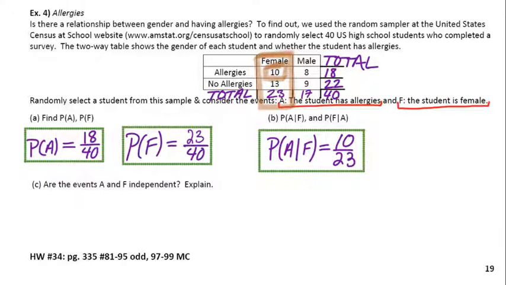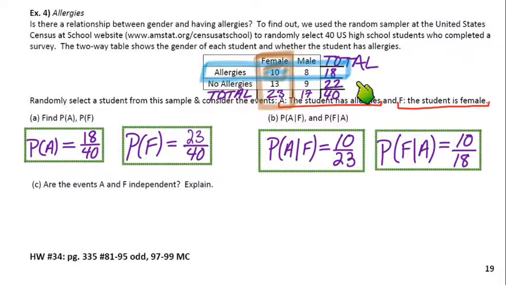Now we're going to flip those events. What's the probability of F given A? So what's the probability you're a female given that you have allergies? So now our condition that we're looking for is allergies. So let's go to the total people with allergies. That's the allergies row here. So I'm going to highlight the allergies row. That's a total of 18. And then looks like females in that group was 10. So of the people with allergies, there were 10 females. So 10 out of 18.